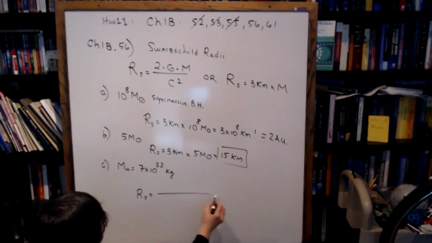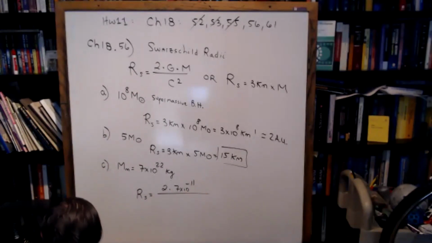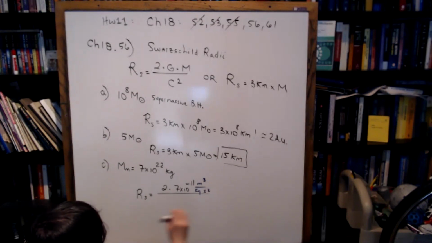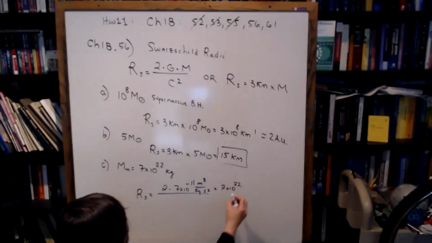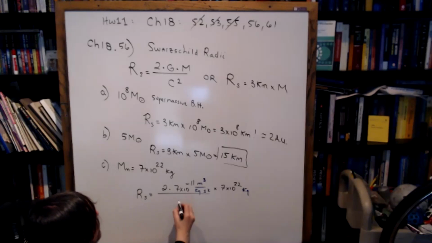The Schwarzschild radius is 2 times 7 times 10 to the minus 11, meters cubed per kilogram per second squared, times 7 times 10 to the 22 kilograms, all over the speed of light squared.